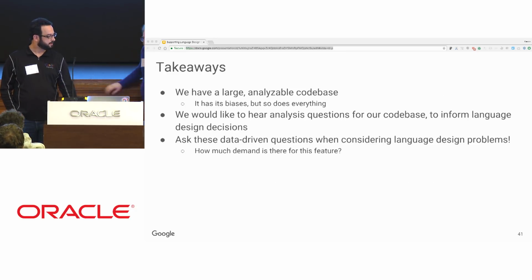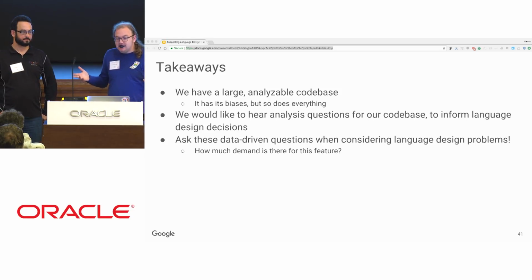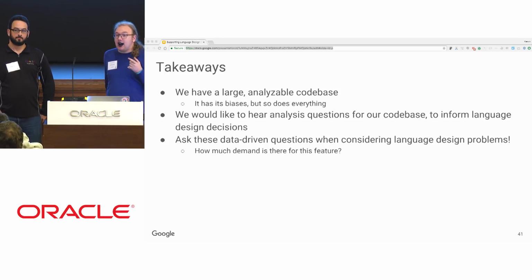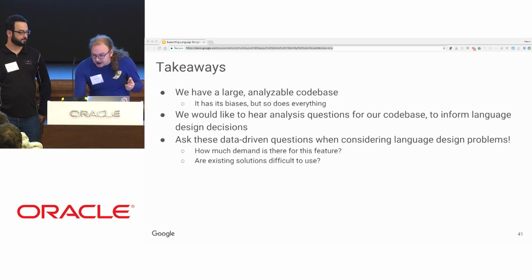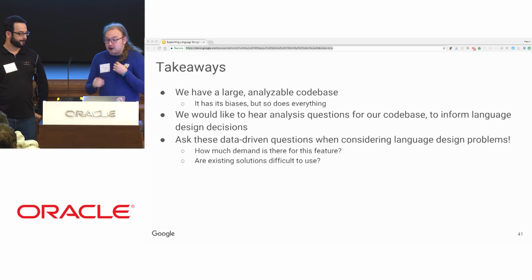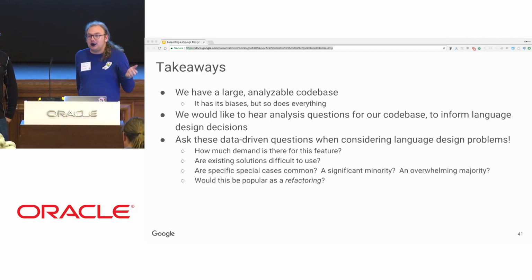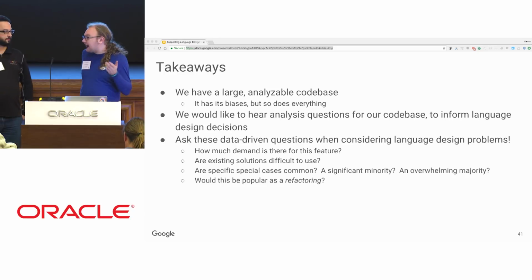The other thing was just to encourage people to think about these sorts of data-based questions when you're considering language design. How many people would use it? Are there common cases among the potential users, and how common are those cases? Are existing solutions actually difficult to use, especially in measurable ways? Would this be popular if we refactored everyone we think could use this feature to use this feature? Would people be pleased using this language feature as opposed to what they were having to do already?